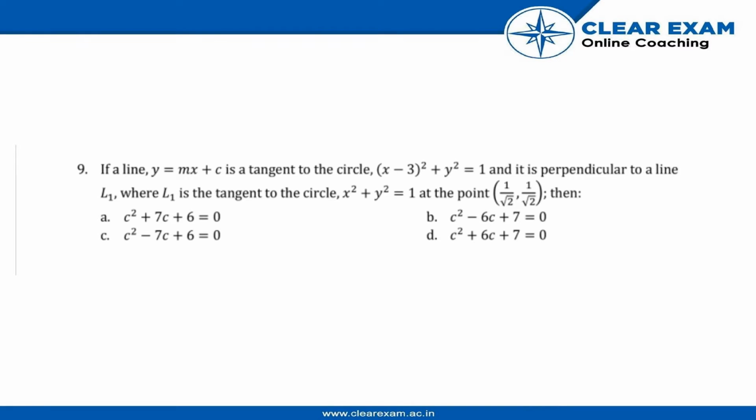We have a question wherein a line y equals mx plus c is a tangent to the circle (x minus 3) whole square plus y square equals 1, and it is perpendicular to the line L1, where line L1 is a tangent to another circle x square plus y square equals 1 at the point (1 by root 2, 1 by root 2). Then let's see.